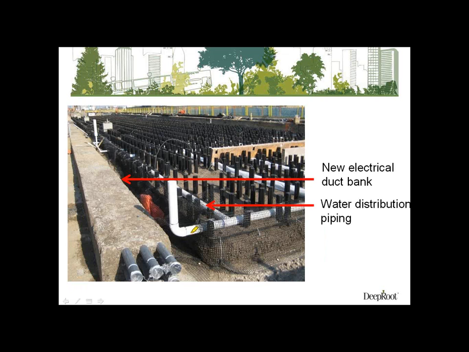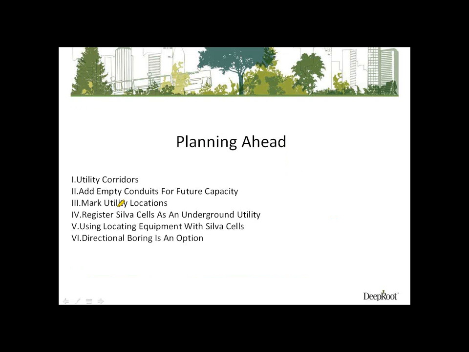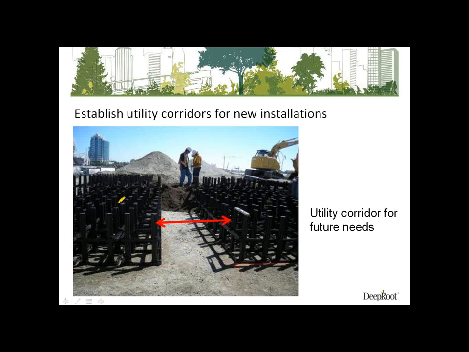Similarly, this is a Waterfront Toronto project where there's a large electrical duct that was constructed at the same time the Silva Cells were going in, just to the outside of the Silva Cell system. Planning ahead. Especially when it comes to new installations, if there's a chance to incorporate utility corridors, that's always a good idea.